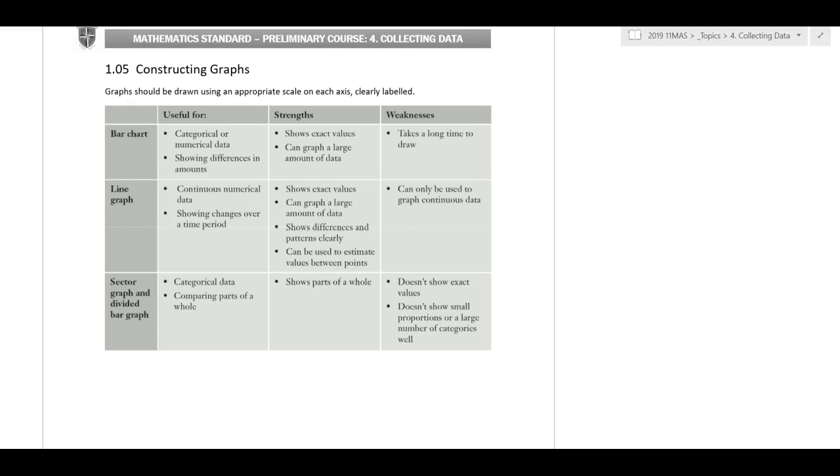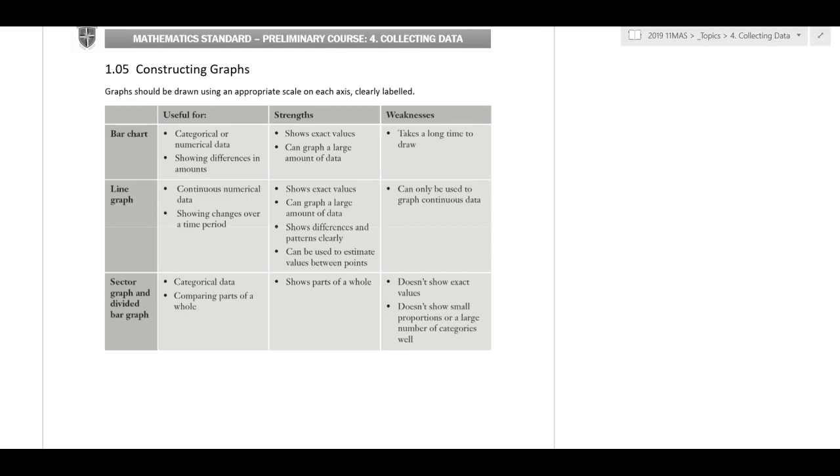Constructing graphs. Now, we have different types of graphs, and why we would use a different one depends on what we want it to do, what we're trying to say with the data. By and large, with a graph, what we're trying to do is to summarize this data and make it easy to interpret some particular aspect of it straight away.